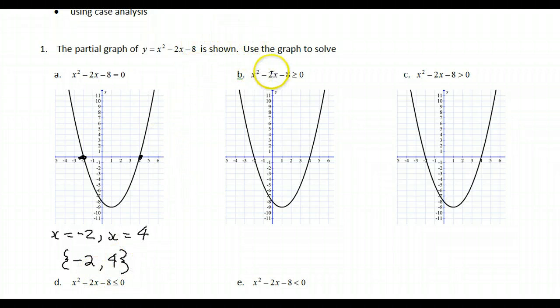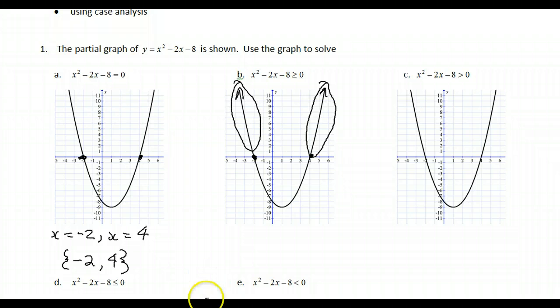When is x squared minus 2x minus 8 greater than or equal to 0? Well, here's where it's greater than 0. And we'd say partial graph because we don't have arrows on there. And also, here's where it's greater than 0.